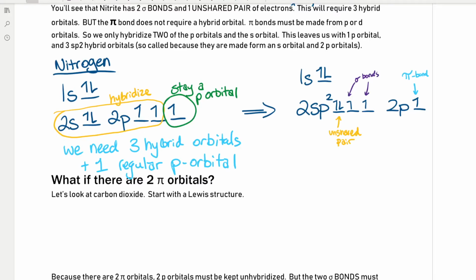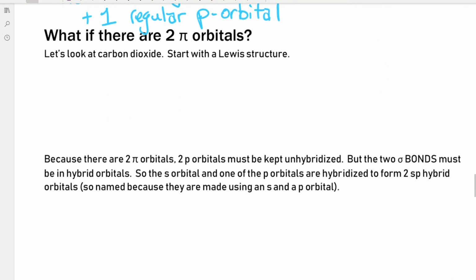Last example, what if there are 2 pi orbitals? Which, by the way, you should already know the answer what happens if there's 2 pi orbitals, because you know what pi orbitals need. But let's take a look at carbon dioxide. And carbon dioxide, you can draw the Lewis structure of. Pause this video, give it a try. All right. I'm assuming you've unpaused it now.